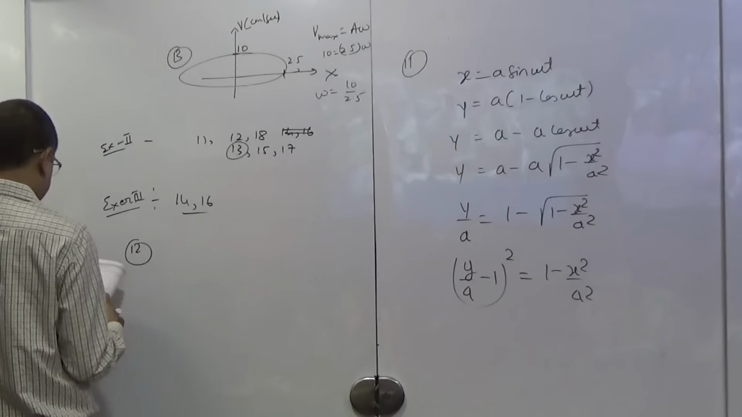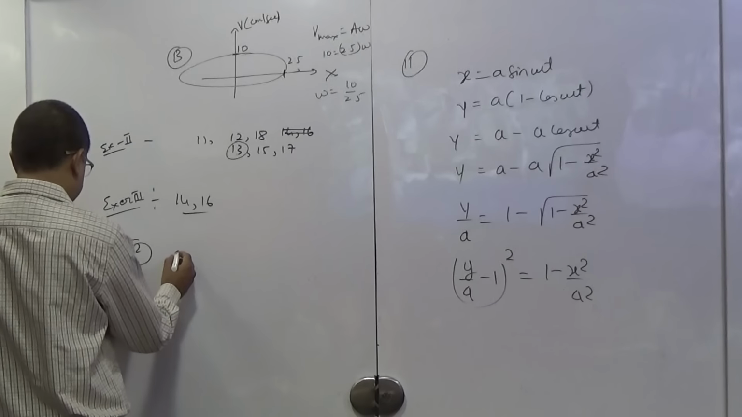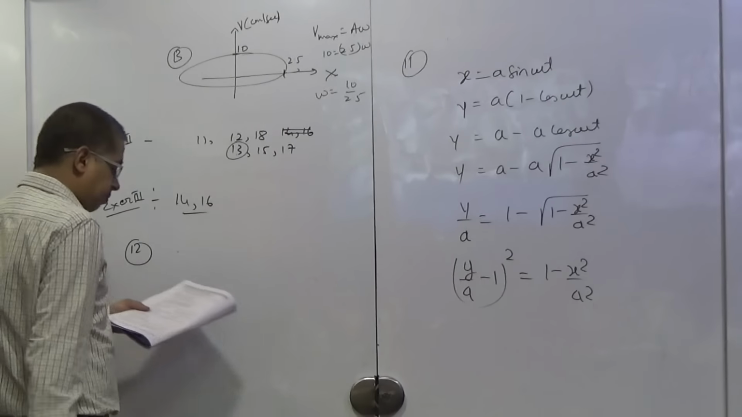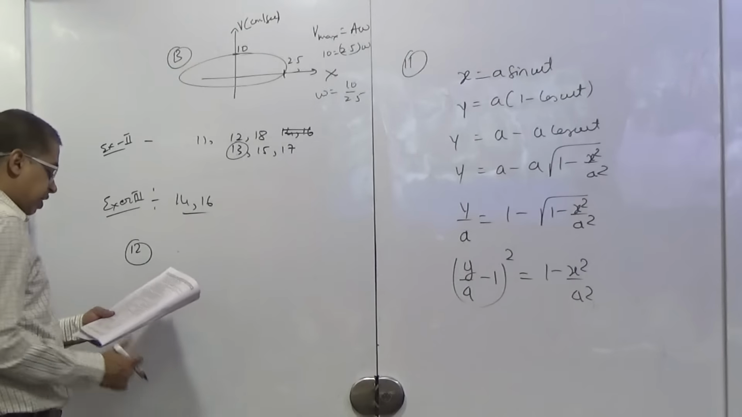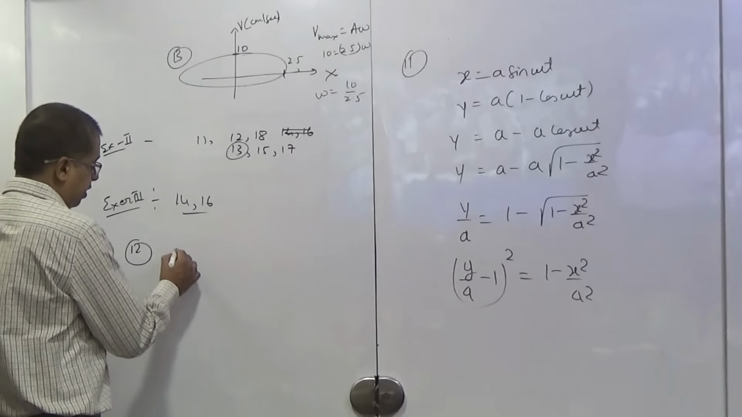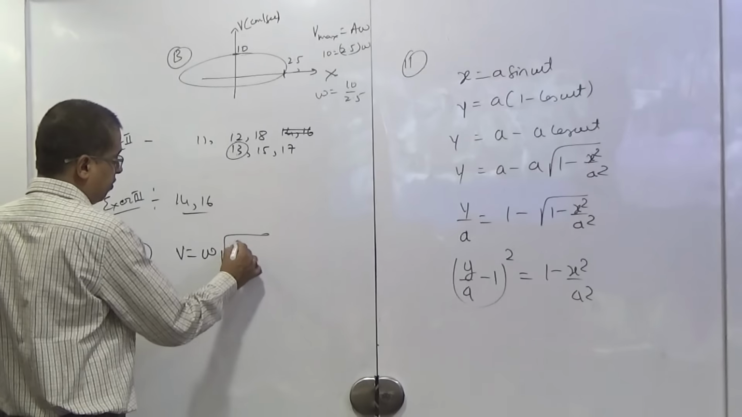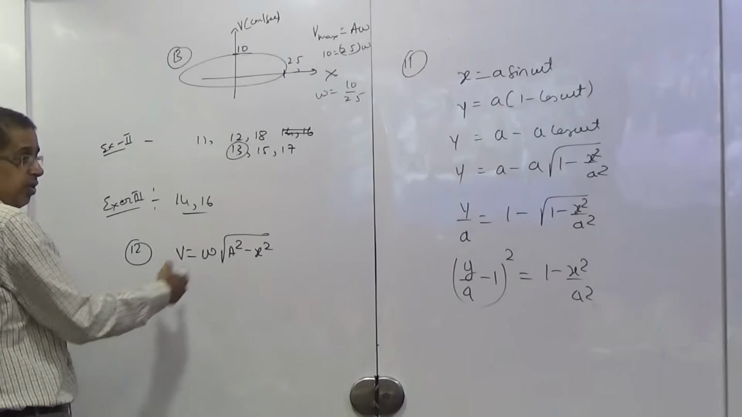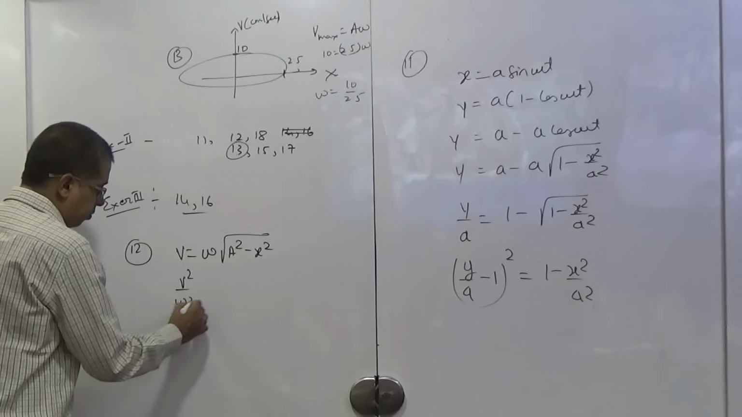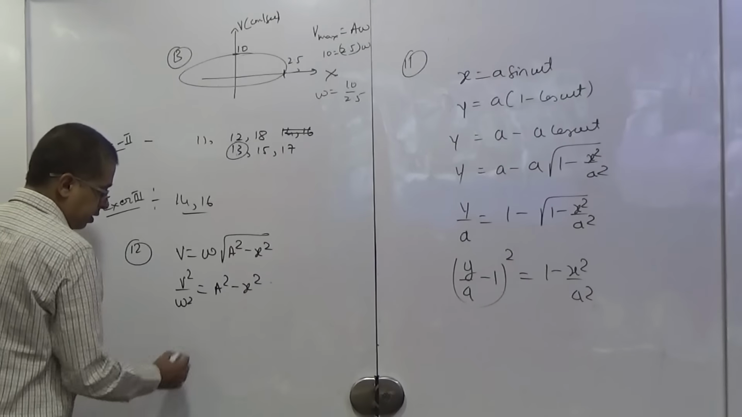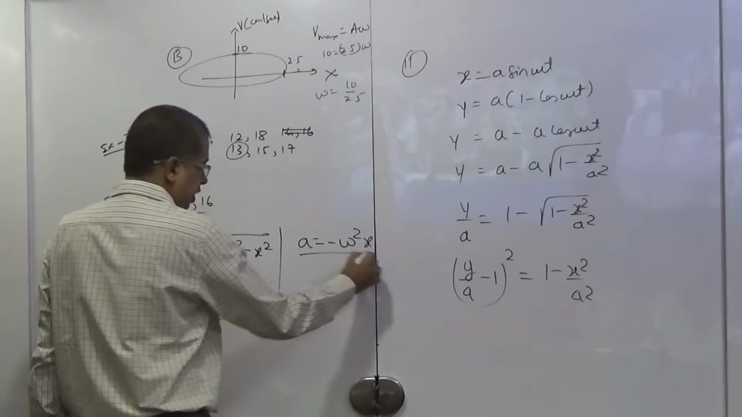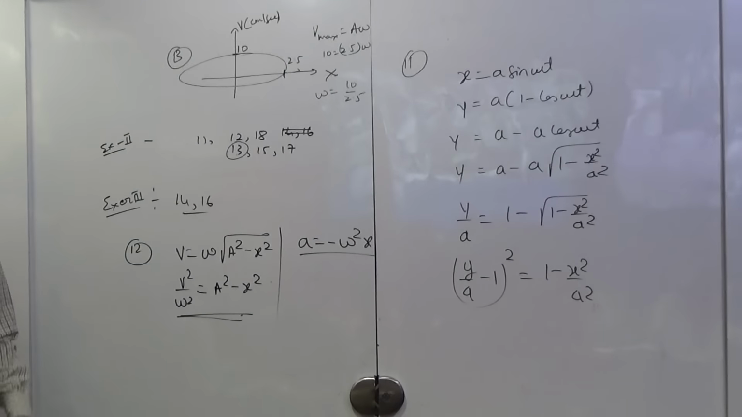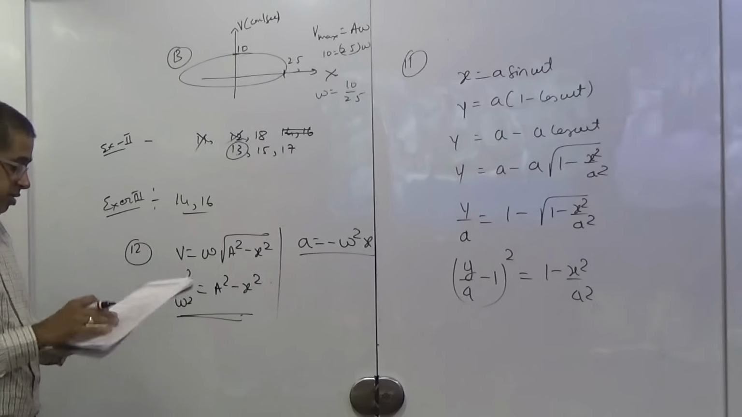For a particle executing SHM, x is the displacement from the equilibrium position, v velocity, a acceleration. Then the vx graph is a circle or an ellipse, and the ax graph. Here, v is equal to omega root over of a square minus x square. Tell me what will the vx graph be? v square by omega square is a square minus x square. Right? Coming to next, a is equal to minus omega square x. What will the ax graph be? Right? This was the 12th question. 13th we discussed.